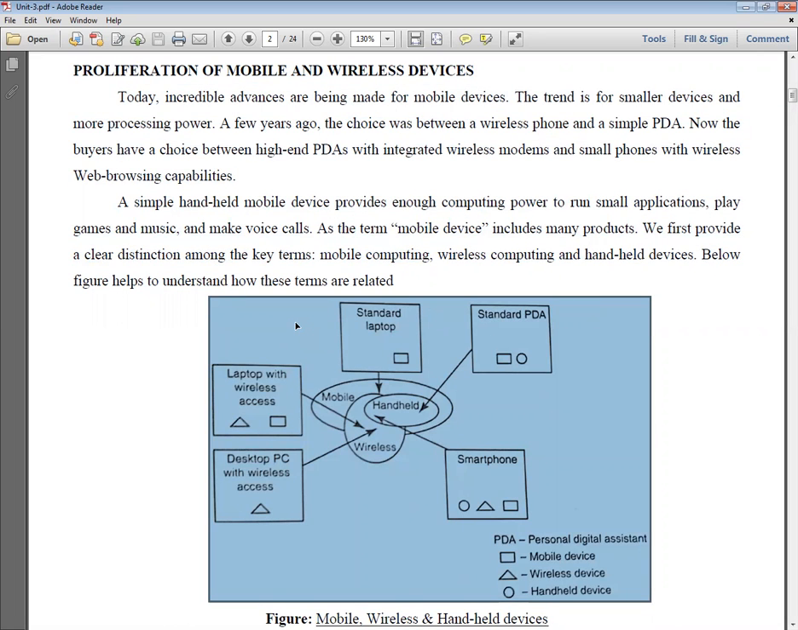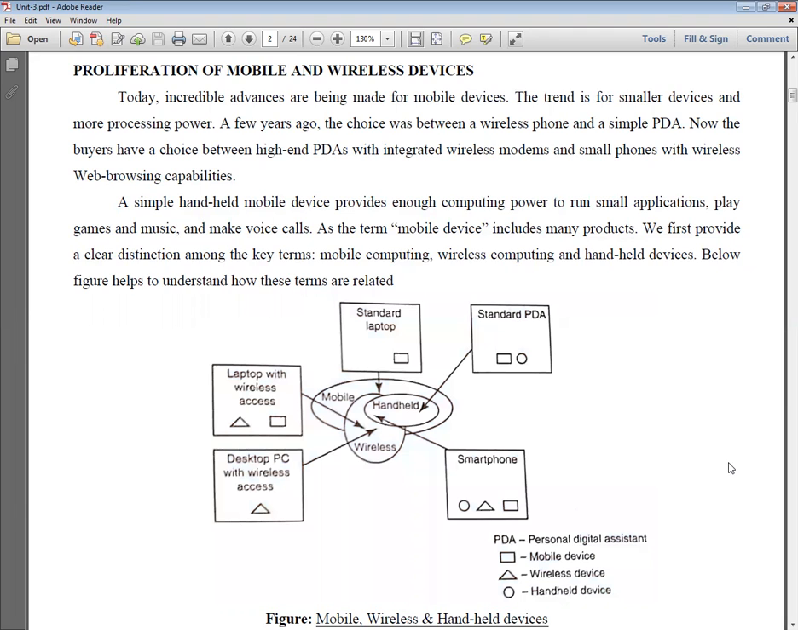See here, for PDA we have two categories. So what are those 2 categories? It's a mobile device and a handheld device, whereas standard laptop consists of only a mobile device. Laptop with wireless access can have mobile device and a wireless device also. But in a smartphone, we are having all the 3 capabilities. That means a smartphone is a mobile device, it's a wireless device, and it is also a handheld device. See, the standard PDA is a mobile device and a handheld device, but it's not a wireless device.